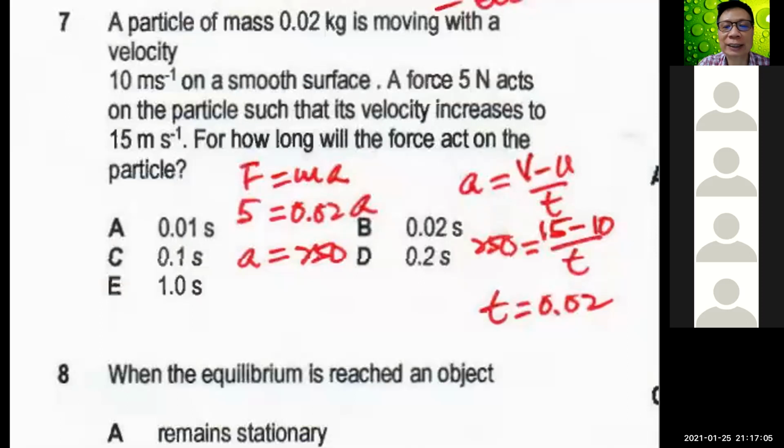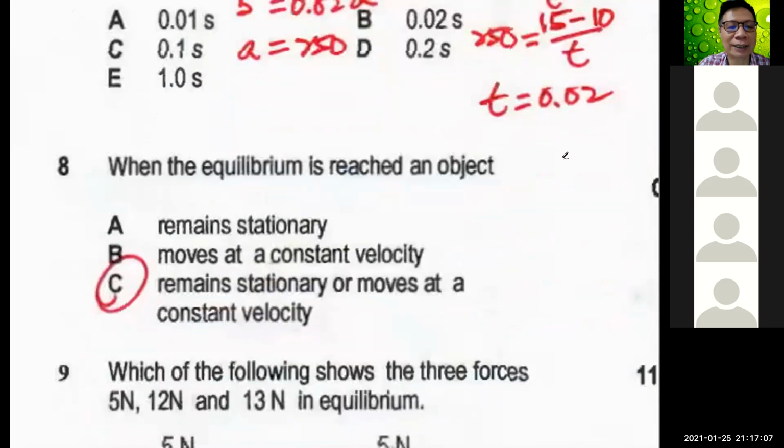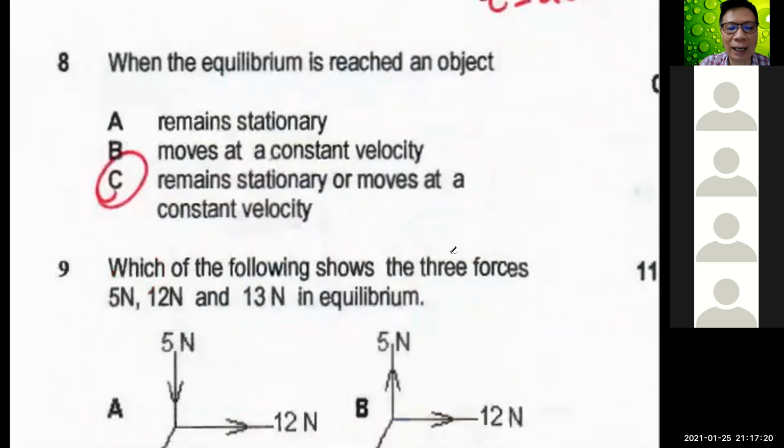Lao Yixin says C. Okay. Yes, correct. The answer C. Is either remain stationary or move at constant velocity. Just some I mentioned many times already now. C. Okay, number 9. This one.